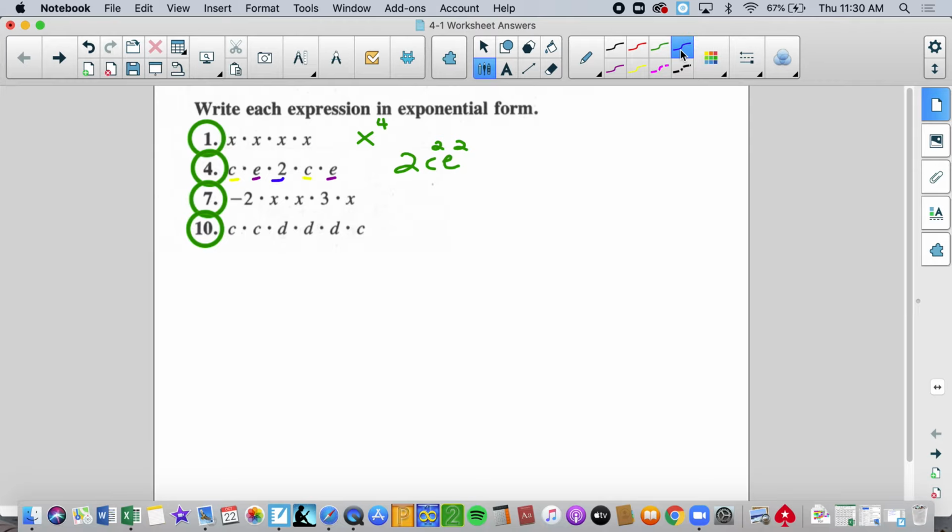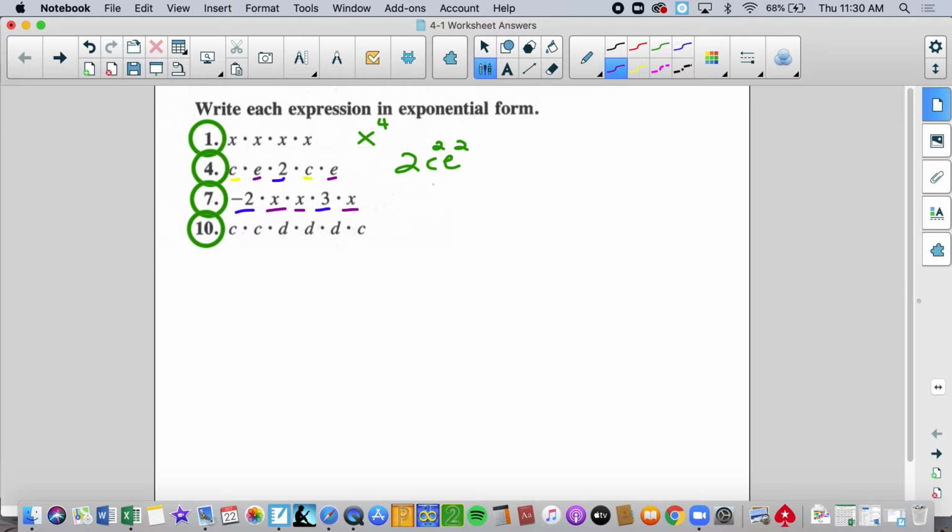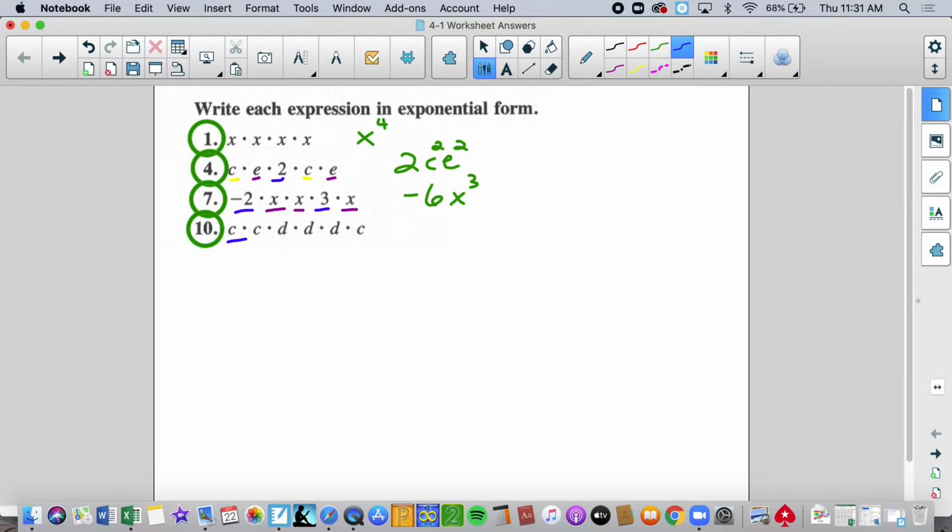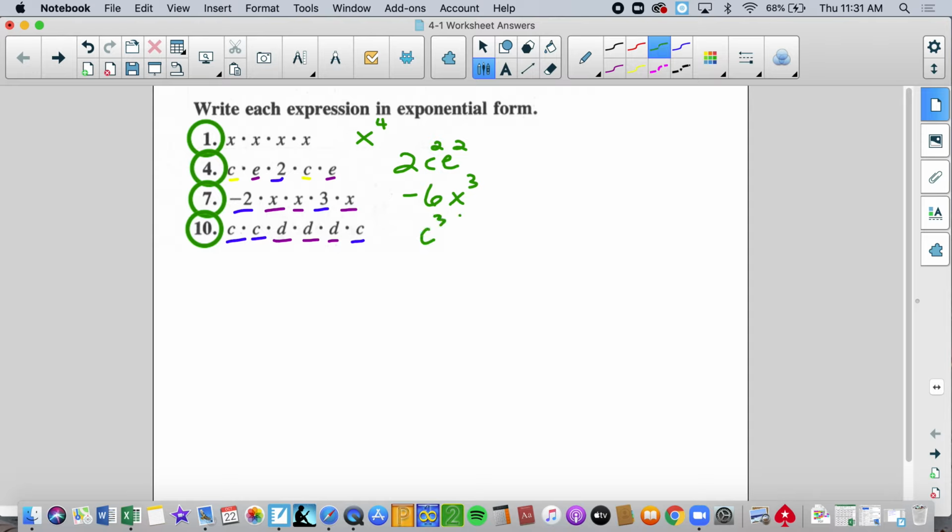Again, if we look at this one, we have 2 constants, -2 times 3. Then we have 3 like bases. So we would write this as -6x to the 3rd. The last one, you have 1, 2, 3 c's and 1, 2, 3 d's multiplying. So that would be c to the 3rd, d to the 3rd. And c would come before d because you're going to do alphabetical order.